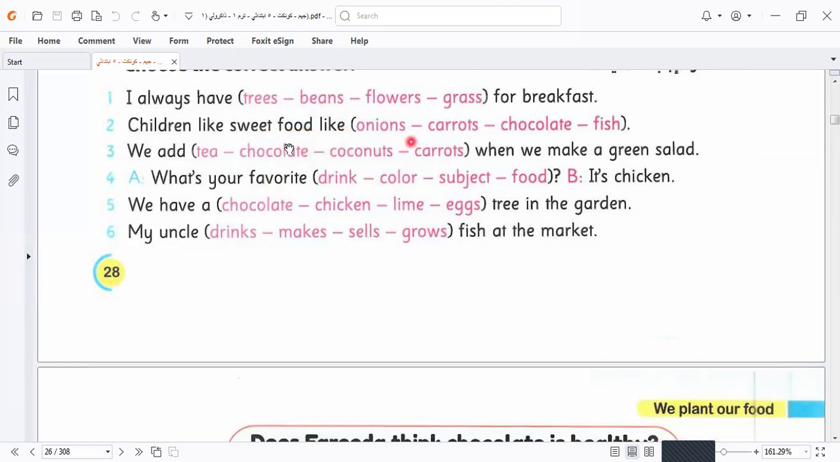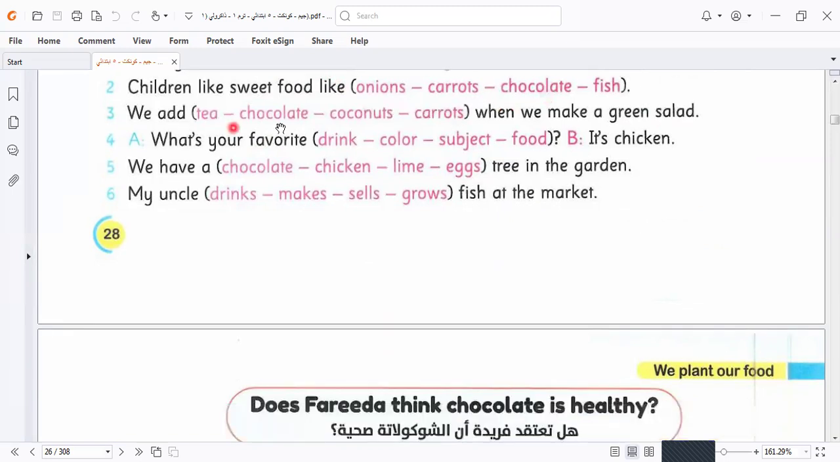Children like sweet food like chips, like what? Chocolate, not carrots, not onions, not fish. It could be chocolate. We add spice when we make a green salad. When we make a green salad, what do we add? We add carrots. What's your favorite? The answer could be chocolate. So what's the expression that we know from the previous page? What would it be?